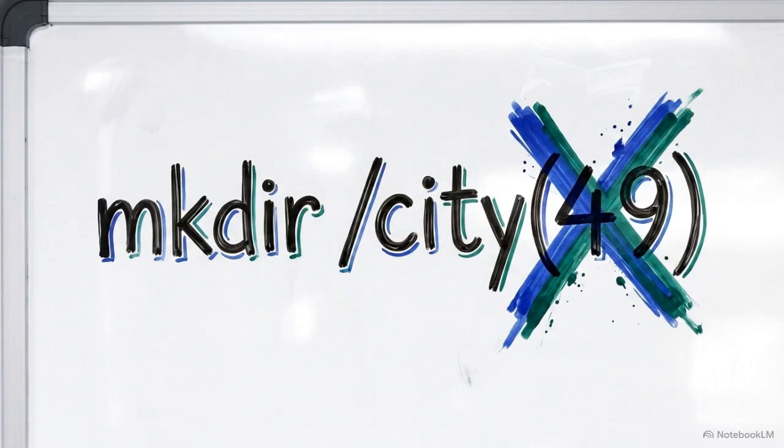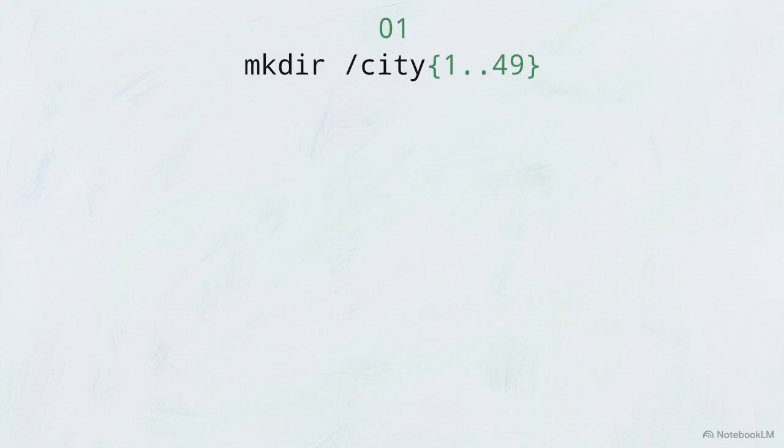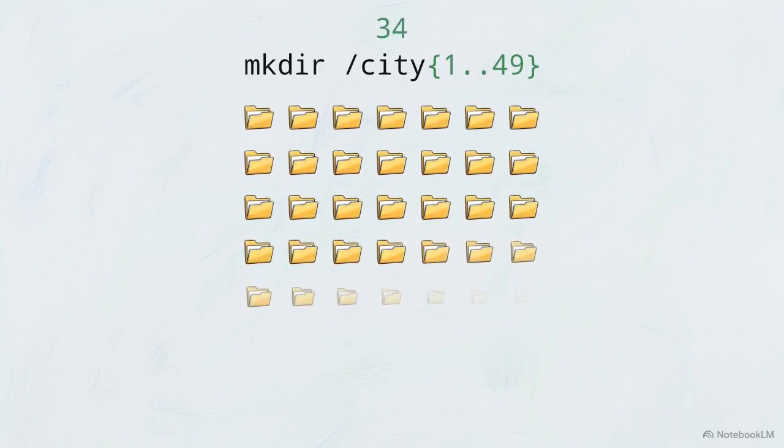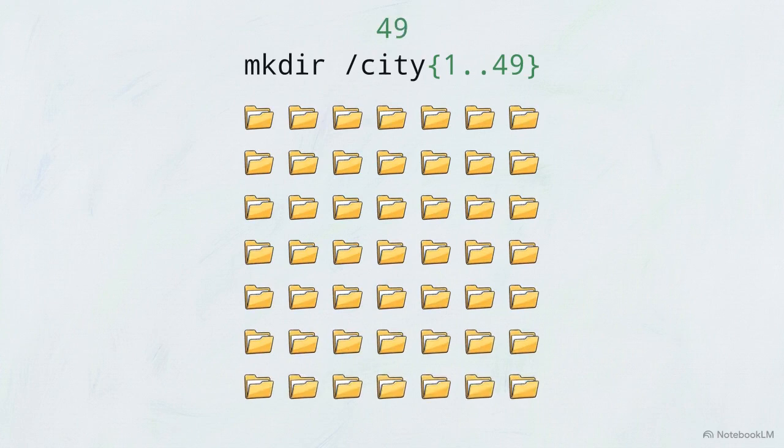To create dozens of folders, do not type parentheses like some old reference files suggest. Instead, use a curly bracket sequence. Typing mkdir /city{1..49} generates 49 numbered folders instantly.